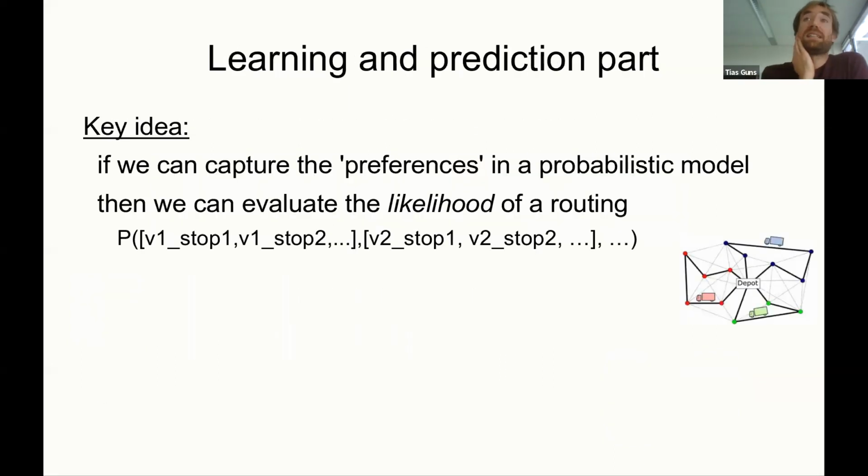So the key idea is that we have to somehow capture what the preferences of the user are in a probabilistic model. And if we can do this, then we can evaluate the likelihood of a routing. Okay, so we can evaluate the likelihood of a certain route as being the probability of observing this sequence of stops for each of the vehicles.